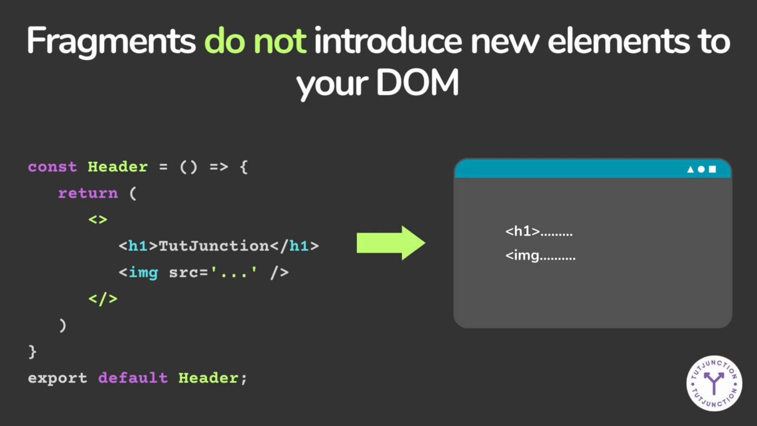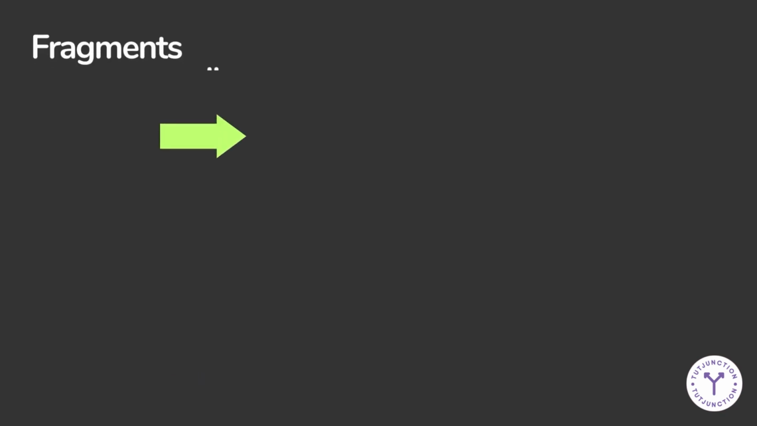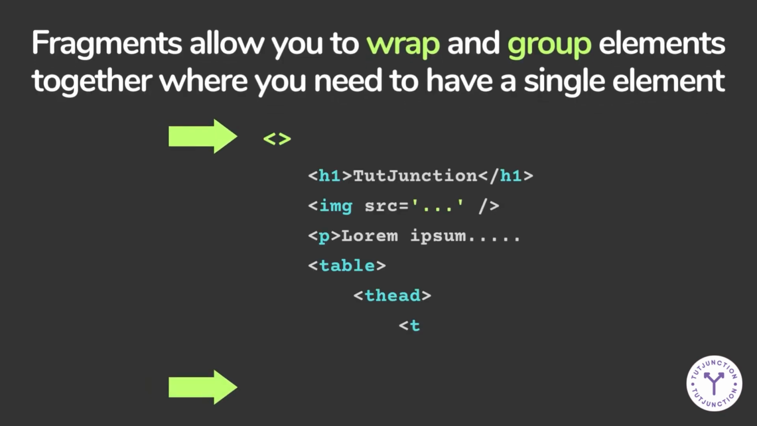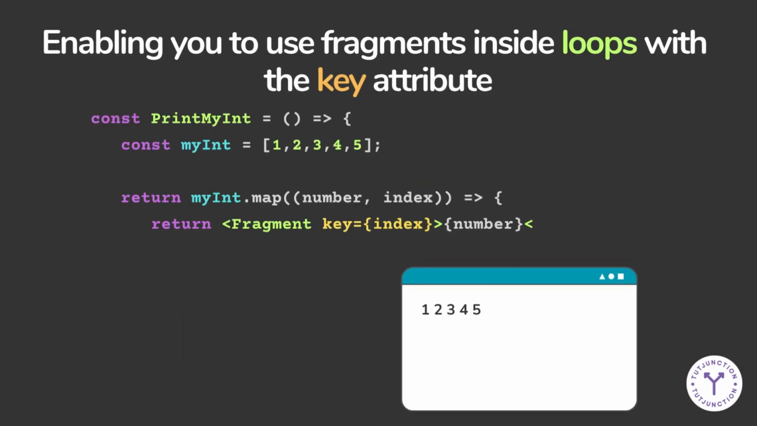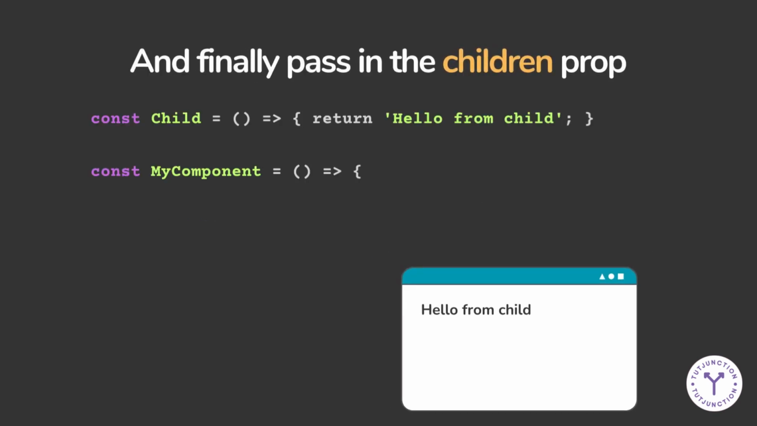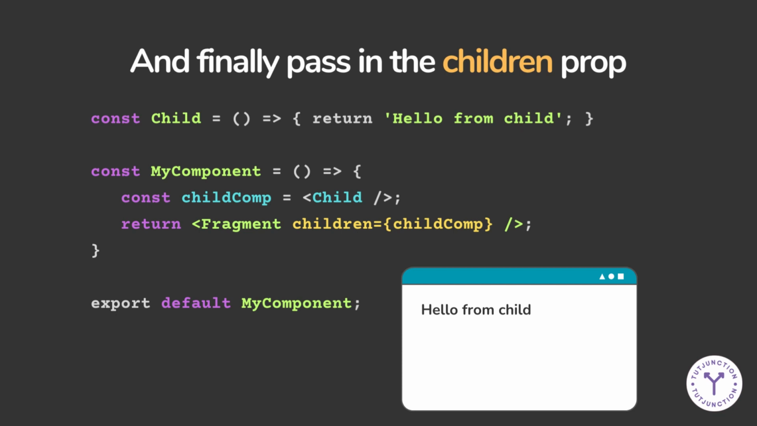Fragments do not introduce new elements to your DOM. Fragments allow you to wrap and group elements together where you need to have a single element. Also, you can use the fragment as a fragment tag, enabling you to use fragments inside loops with the key attribute. And finally, pass in the children prop. That's all about fragments.